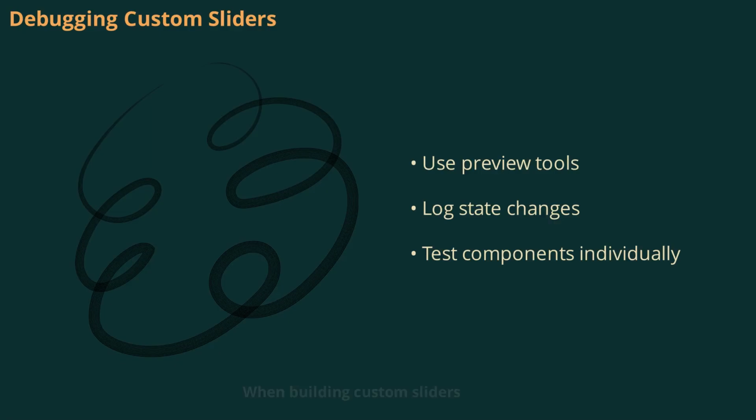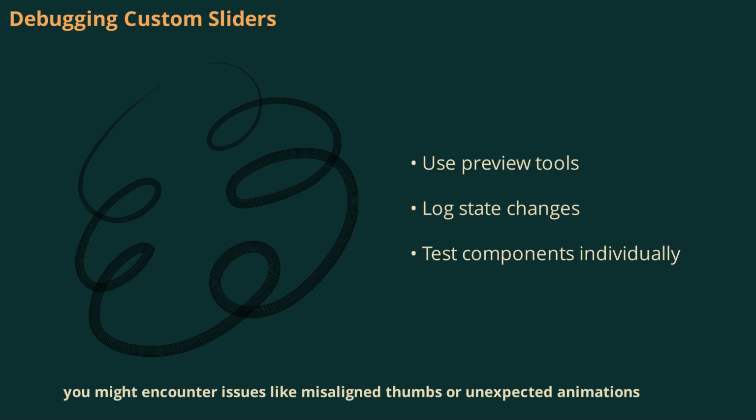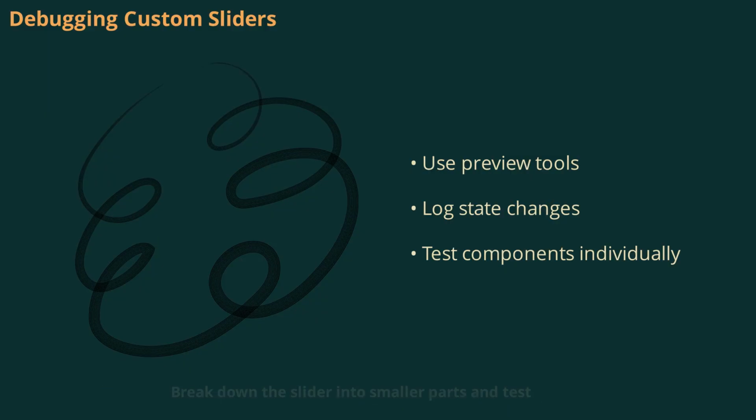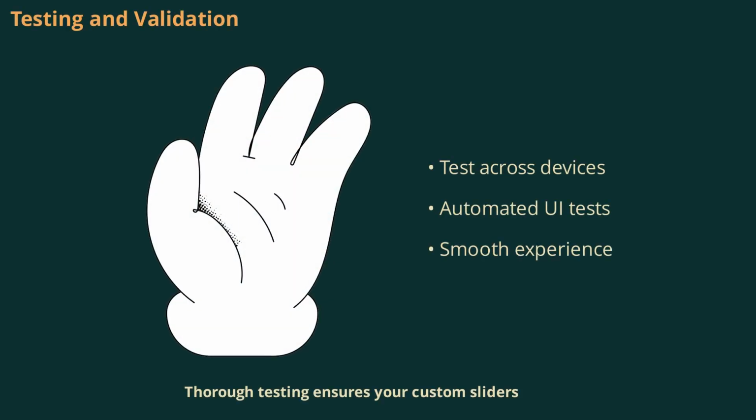When building custom sliders, you might encounter issues like misaligned thumbs or unexpected animations. Use Compose's preview tools and logging to debug your components. Break down the slider into smaller parts and test each one individually to quickly identify and fix problems. Thorough testing ensures your custom sliders work as expected across devices and scenarios.